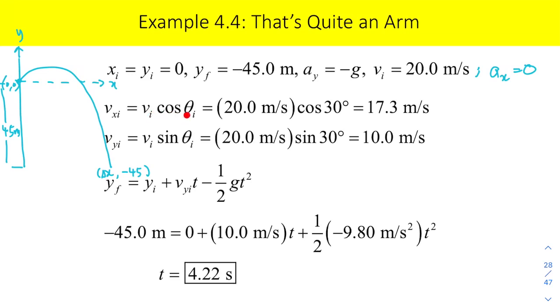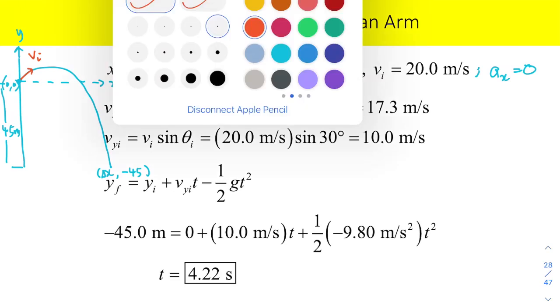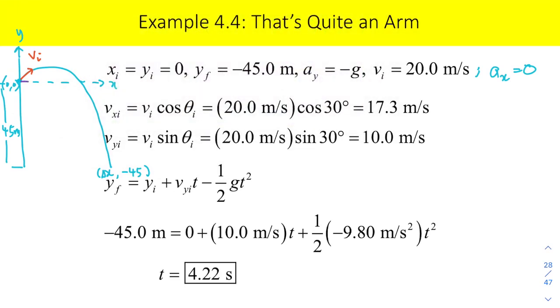So vx initial equivalent to v initial cos theta. Why is it so? Initially like this. Okay, so the component of it here, this is vx initial, this is vy initial. So to have vx initial, okay, vx initial is vi cos theta. Where's theta? Theta here. Okay, and then vy initial, v initial sin theta.